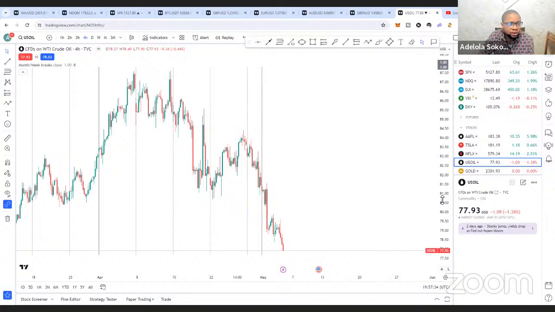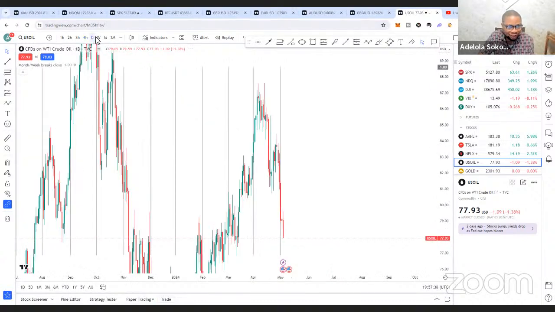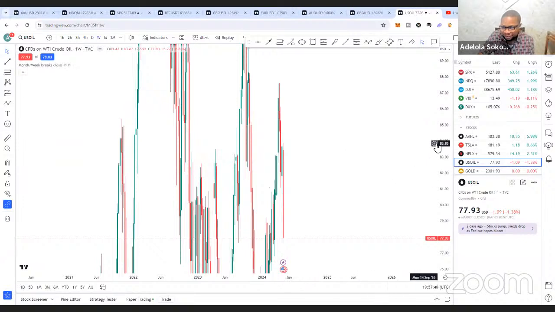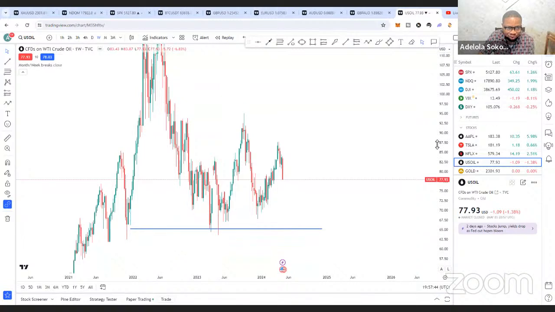So let's quickly look at US oil. This is US oil, right? I don't trade US oil, so that's why somebody just said we should look at it. I mean, it's been selling, we've been having these pullbacks.